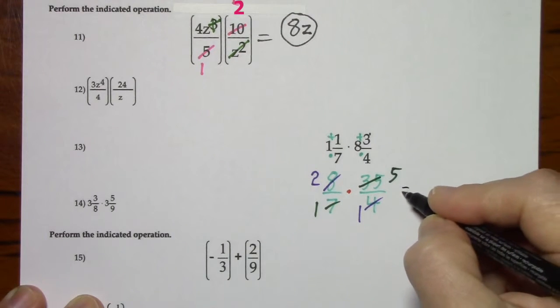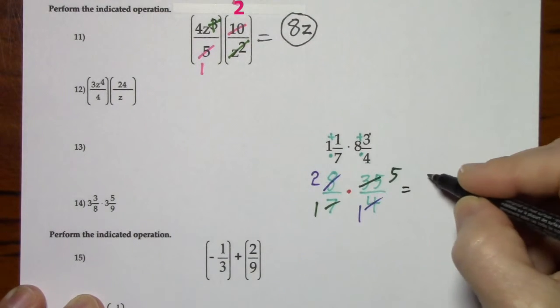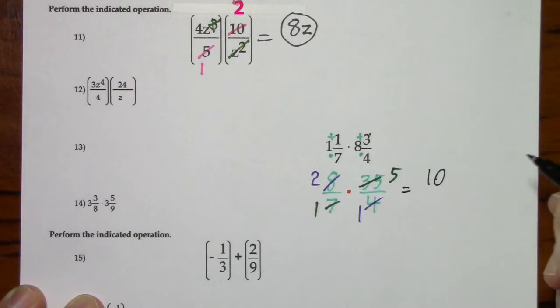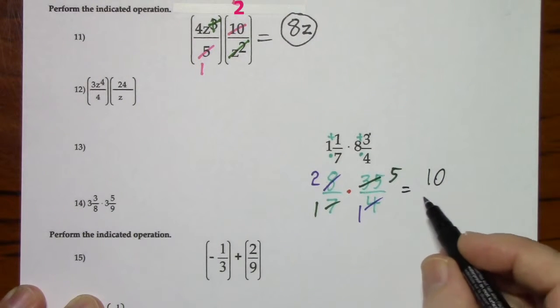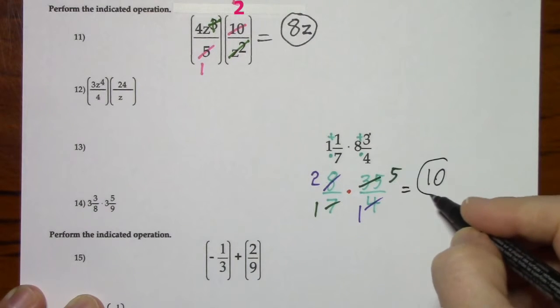And you multiply straight across. 2 times 5 gives us 10. And 1 times 1 leaves a denominator of 1, so I don't have to write it.